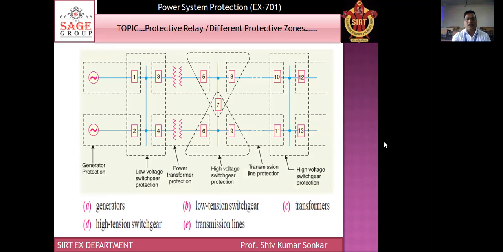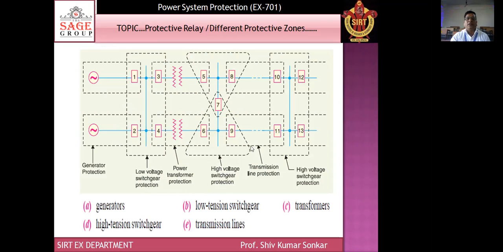This is the protective zone, the different protection zones. First one, A, this is the generator protection, A1, A2. And 1, 2, 3, 4 is the low voltage switchgear protection. And this is the power transformer protection. This is the step-up power transformer protection. And 5, 6, 7, 8, and 9 is the high voltage switchgear protection zone.